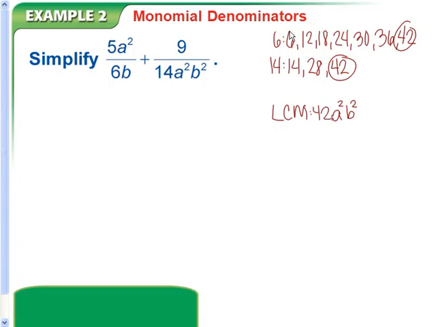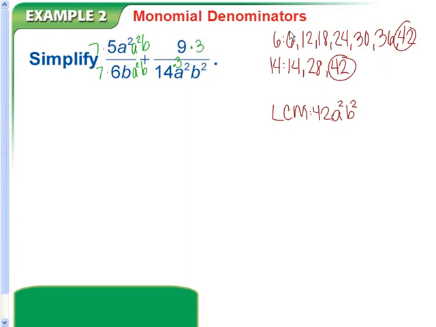Okay, so the 6 needs a 7, and then needs 2 a's, and it needs one more b. Now you can't just change the denominator, you have to change the numerator as well. So whatever you put in the denominator, you have to put exactly the same thing in the numerator. Okay, it's 14. What do we multiply that by to get 42? That would be by 3. And then we don't need any more variables, so we just need to multiply the top by 3.